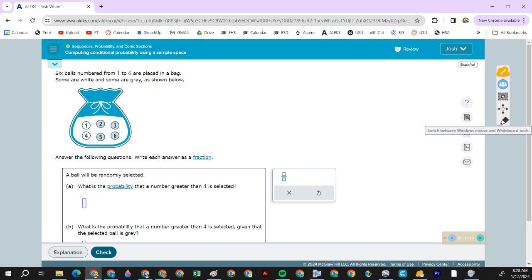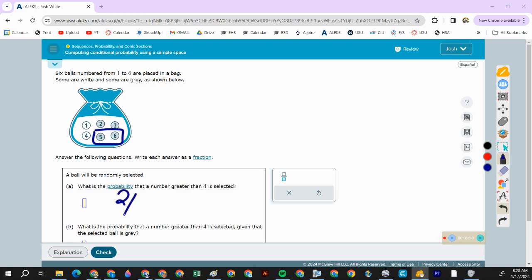So we have a bag with 6 marbles in it. What is the probability of getting a number greater than 4? So that would be these 2 marbles. So it'd be 2 out of 6, or 1/3. What is the probability of getting a number greater than 4 given that the marble is gray? So we're only allowed to look at the grays. What's the probability of getting a marble that is greater than 4? Would be 2 out of 4, or 1/2.